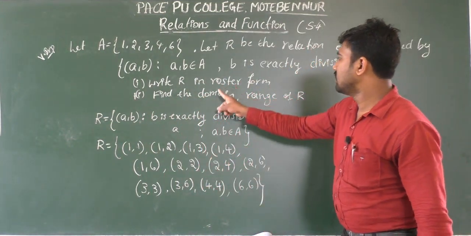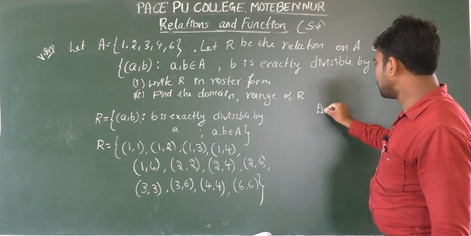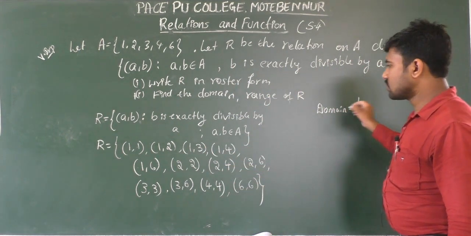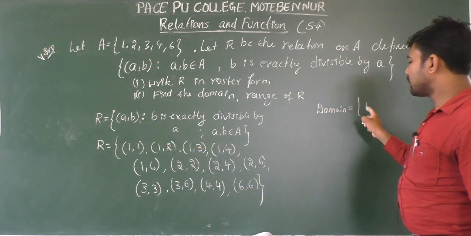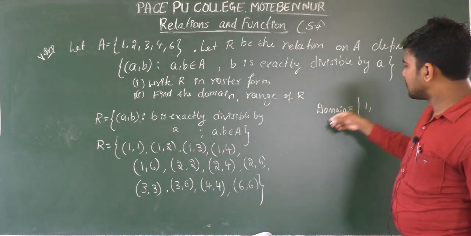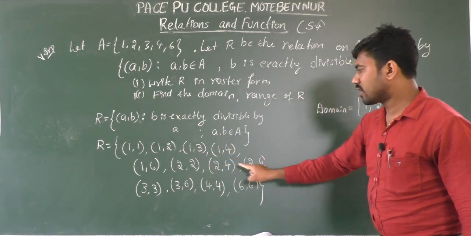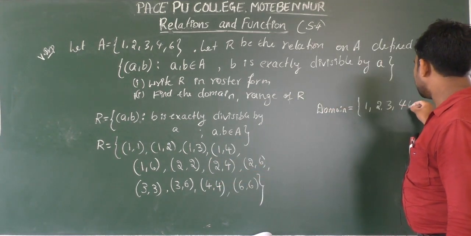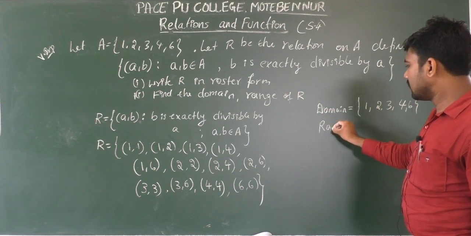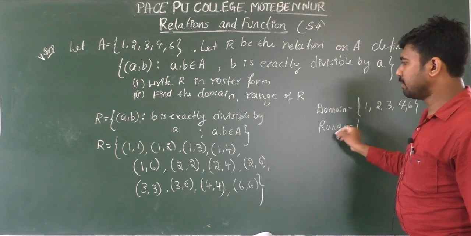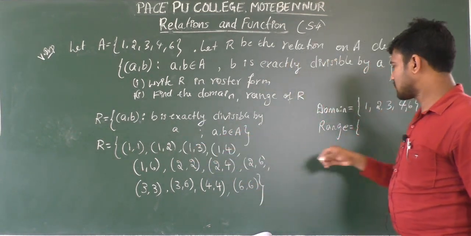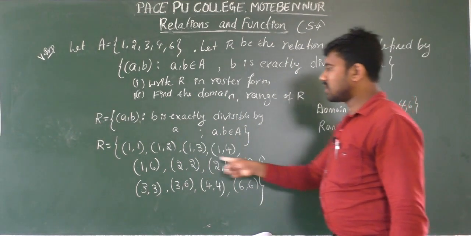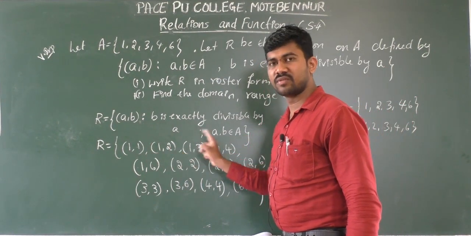Now you need to answer the second sub question. We need to write the domain. So what is the domain? Domain is nothing but the set of all first components of the ordered pairs. So 1, you have already written 1, don't repeat it 5 times, no need to write. Next 2, again don't repeat. Next 3, and then 4, and then 6. Similarly, what is range? Range is the set of all second components of the ordered pairs. It is 1 2 3 4 6. Okay, 1 is here, 2 is here, 3 4 6, like this.